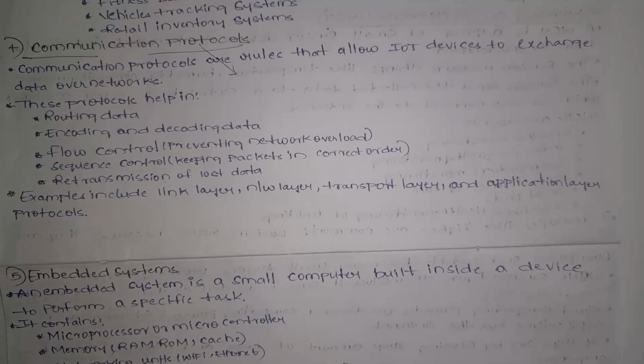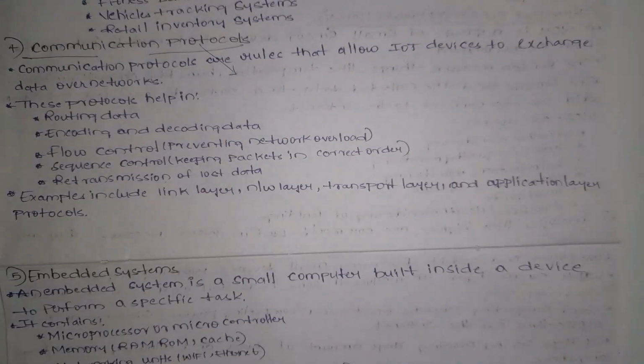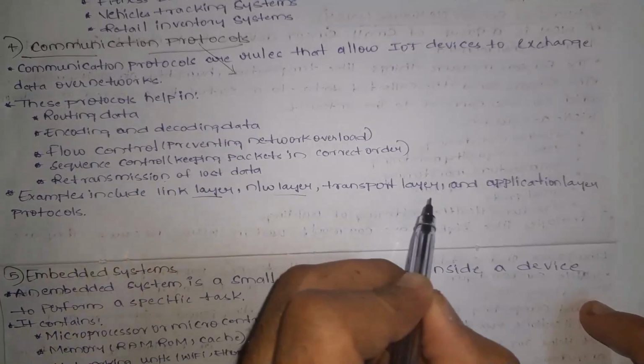So with the help of protocols, routing data is possible, and we can also do encoding and decoding of data. And if multiple devices are sending data at the same time, we can handle flow control, and we can also do sequence control, that is, we can send complete data in order. And in case any data is lost, we have the capability to resend data. All these are possible with the help of protocols. These are some of the examples of protocols in IoT devices: link layer protocol, network layer protocol, transport layer protocol, and application layer protocol.